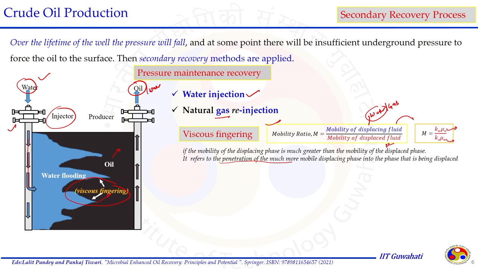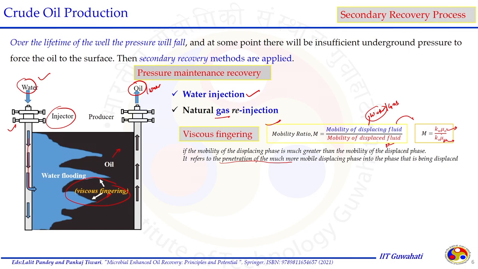Of course, the permeabilities for the oil and water within this reservoir domain are also part of the mobility ratio. But if we look with respect to the viscosity, if the viscosity of the water is not higher than the viscosity of the oil, the mobility ratio will be greater than 1, and that is the unfavorable condition. So the water will be injected, it will bypass the oil, reach the production well, and it is not contributing significantly towards the oil production.